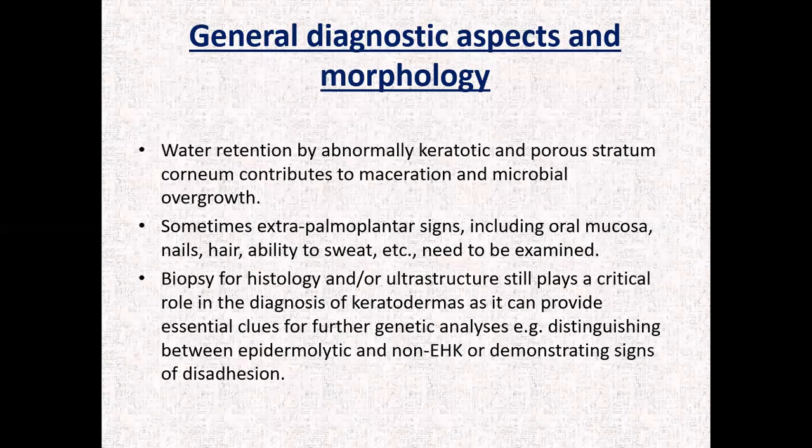And sometimes we have to look for other features, which are not particularly important in non-syndromic keratodermas, but are more important in syndromic keratodermas. So whenever you see a patient of palmoplantar keratoderma, you have to see the oral mucosa, the nail, hair, teeth, and the ability to sweat. Biopsy for histology and ultrastructure still plays a critical role in diagnosis of keratodermas as it provides the essential clues for further genetic analysis, particularly distinguishing between the epidermolytic keratodermas and non-epidermolytic keratodermas.